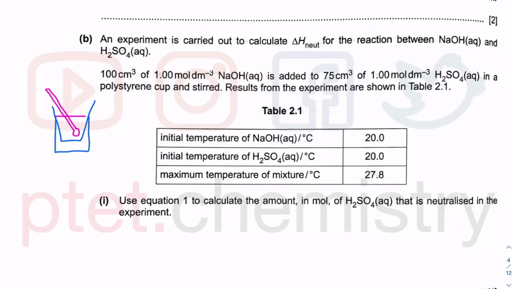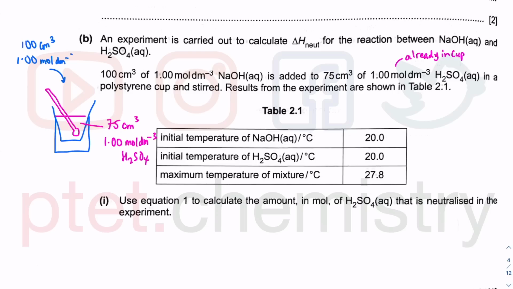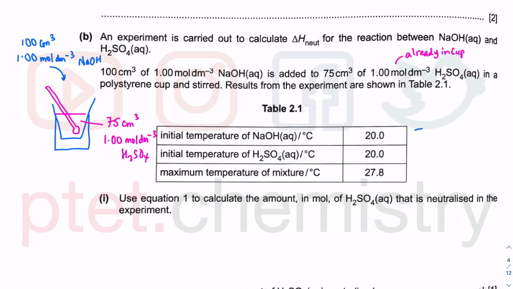So first of all, you have this already in the cup. You have the sulfuric acid already in the cup. This is 75 cm cube of 1.00 mole per dm cube H2SO4. So what are you going to add into it? You are going to add in 100 cm cube of your NaOH, so it's 1.00 mole per dm cube NaOH. So we have our initial temperature Ti.